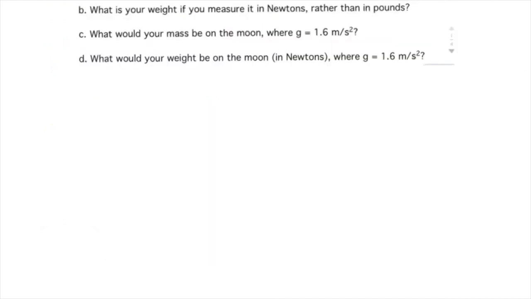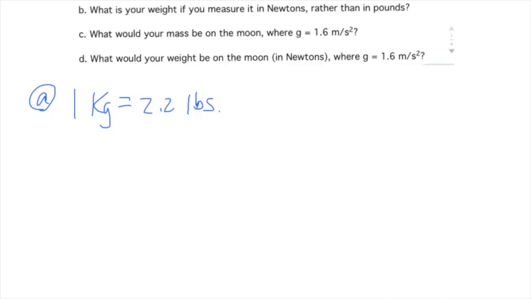Write down your weight or somebody else's weight in pounds. Let's just go ahead and use a weight of 100 pounds for an example, but you can plug in your own weight. For part A, it says 1 kilogram is equivalent to 2.2 pounds. And it wants you to calculate your mass in kilograms. So we're going to go ahead and do that here.